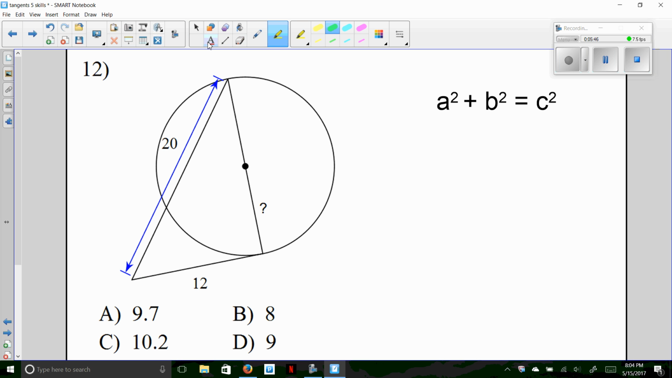Perimeter with tangents. Okay, so we have a triangle outside of the circle here, so a circle inscribed in a triangle, basically. What you need to know is that these are not midpoints. You cannot make them midpoints. They could be a midpoint, it's possible, but it's not the rule that these have to be cut in half.